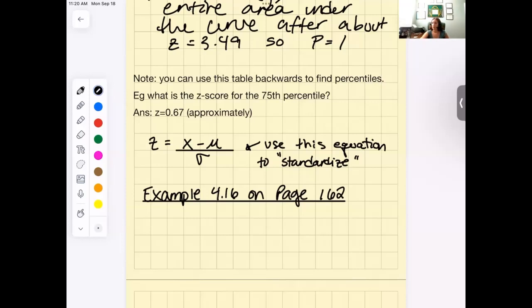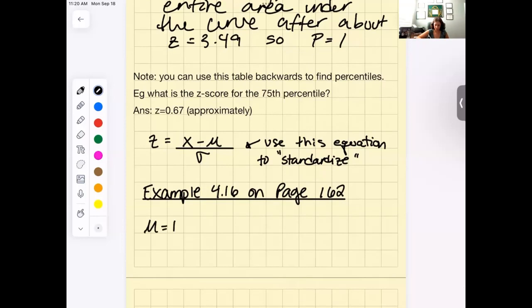It says the time that it takes a driver to react to the brake lights on a decelerating vehicle is critical in helping to avoid rear-end collisions. The article suggests that reaction time for an in-traffic response to a brake signal from standard brake lights can be modeled with a normal distribution having a mean value of 1.25 seconds. So mean, what symbol is that? What variable is that? Mean. Mu. So we can write mu equals 1.25 seconds. And then it says a standard deviation of 0.46. So what symbol is that? Sigma. So we write sigma equals 0.46.